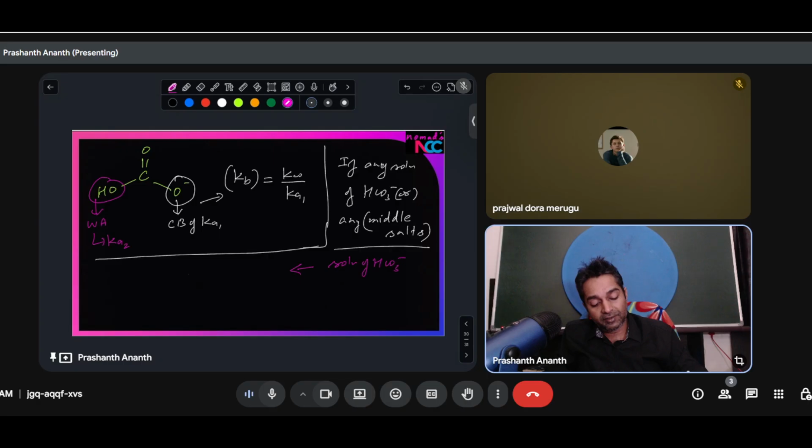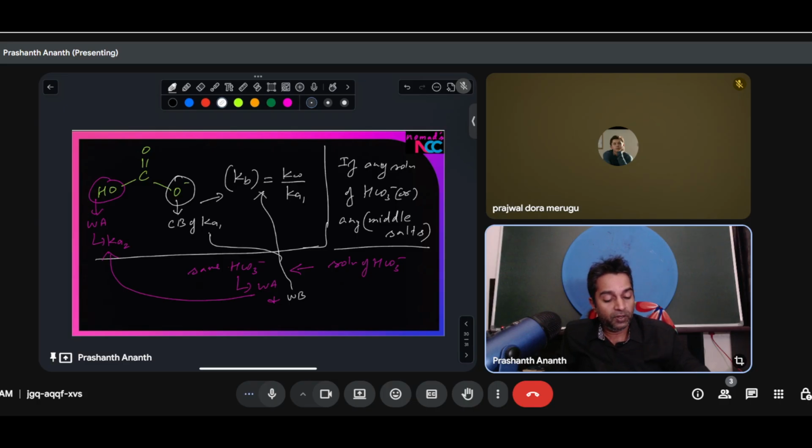The same HCO3 minus can act as both the weak acid, in which case it is going to be the Ka2 part over here, and the weak base, which is going to be this Kb part over here, the conjugate base of the Ka1 part. So it can act as both the weak acid and weak base at the same time. This implies we can say the concentration of weak acid is equal to the concentration of weak base, meaning the equation which was derived earlier is applicable.